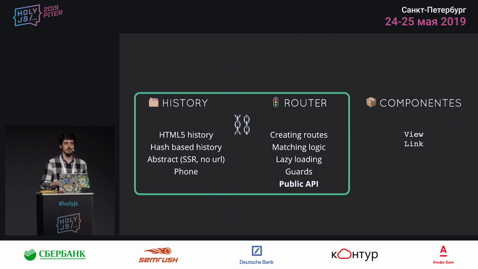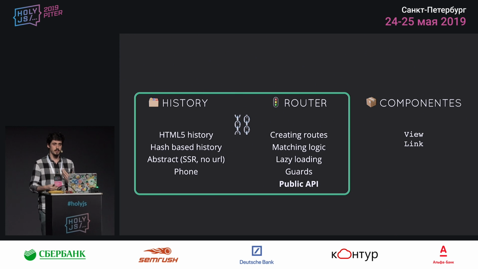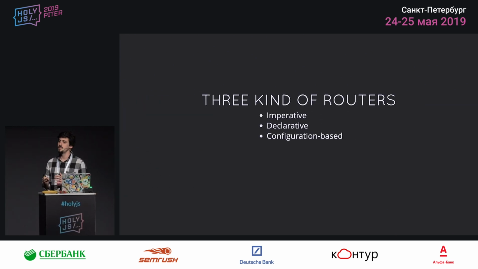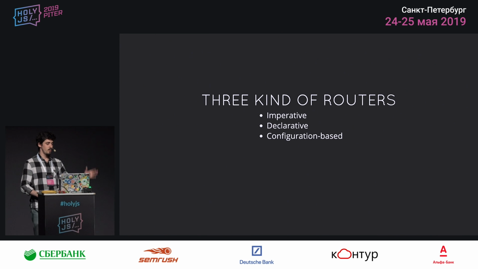As a maintainer, as a contributor, it's not easy to get into it. And when I was looking at different routers, I found out there are 3 different kinds of routers. So I'm going to show you 3 different kinds of routers. One of them is imperative, one of them is declarative, and one of them is configuration-based.